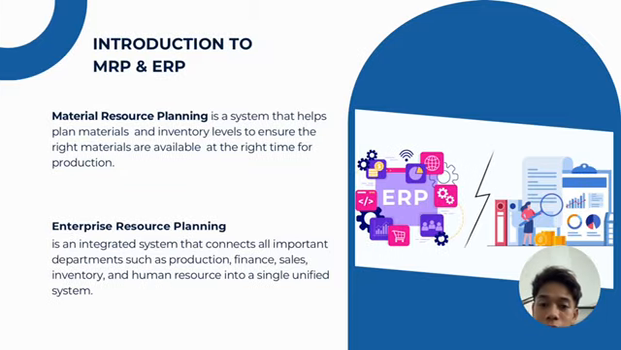What is actually MRP and ERP? MRP, or Material Resource Planning, is a system that helps plan materials and inventory levels to ensure the right materials are available at the right time for production. While ERP, also known as Enterprise Resource Planning, is an integrated system that connects all important departments such as production, finance, sales, inventory and human resource into a single unified system.